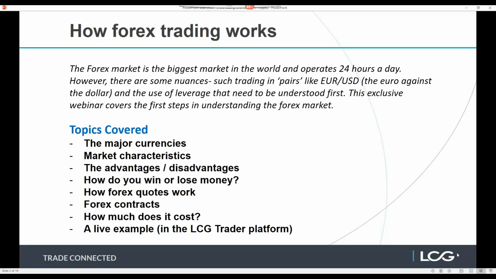So the webinar today is how Forex trading works. The Forex market is the biggest market in the world and operates 24 hours a day. However, there are a few little nuances, like trading in pairs and the use of trading on margin or leverage, that make it a little bit different to some other markets, namely the stock market. So this webinar covers some of those first steps in understanding the Forex market.